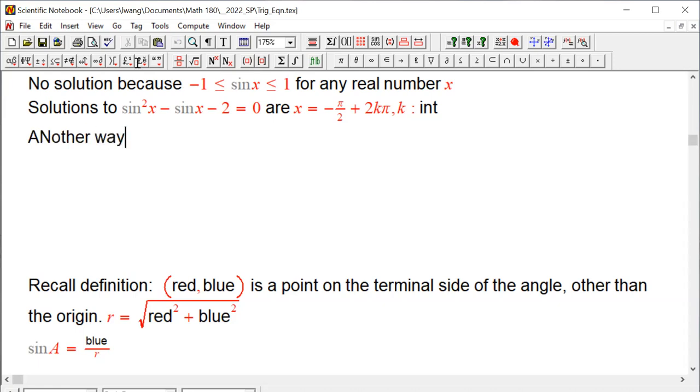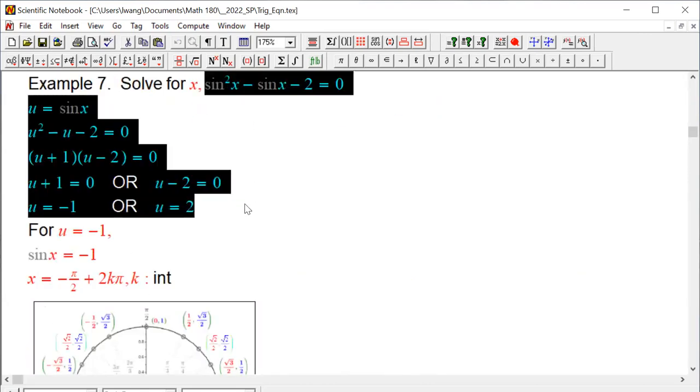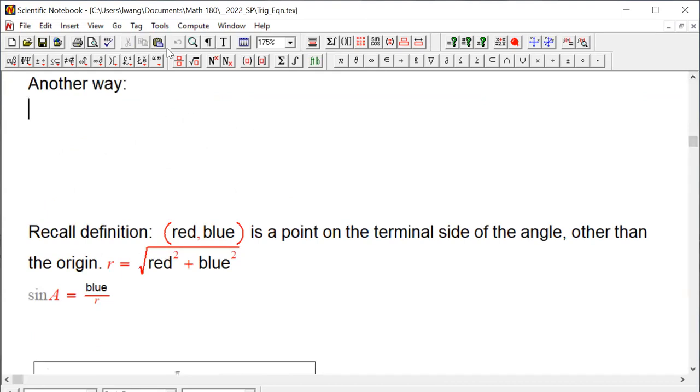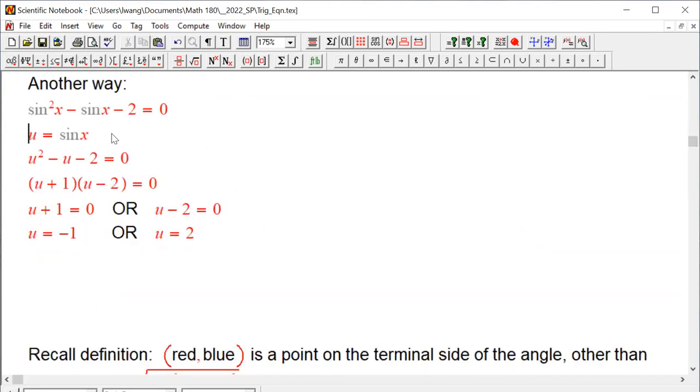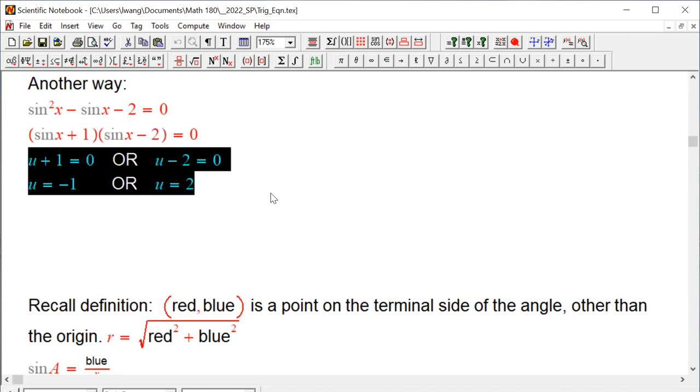Another way is that you don't introduce the intermediate variable directly. What I mean here is that you're going to do it slightly differently. I'm going a little faster here, right? You don't introduce that. You just put sine x, and that's all gone.